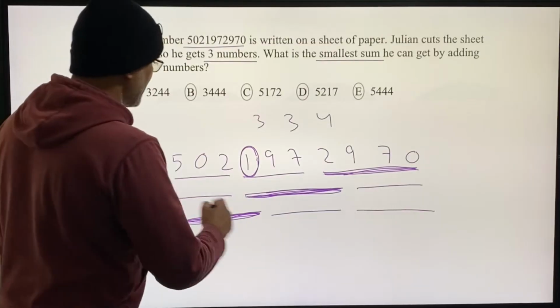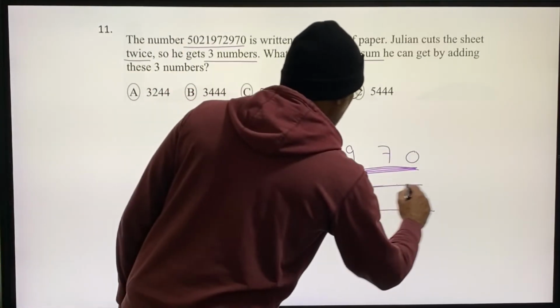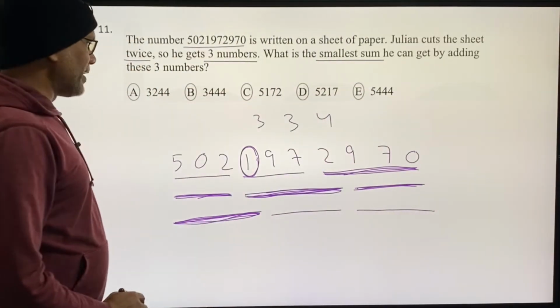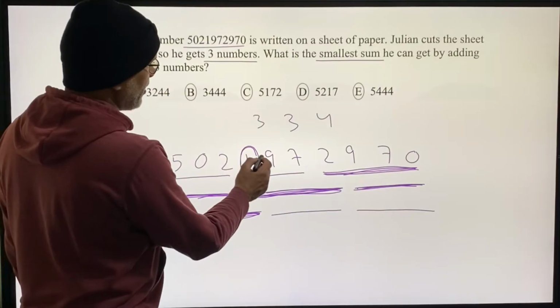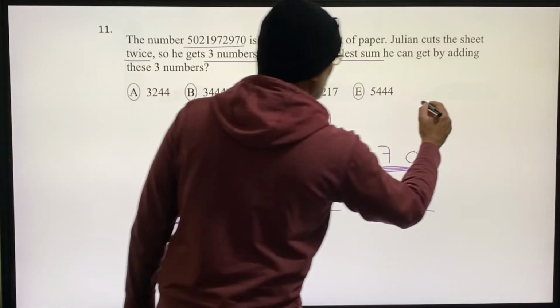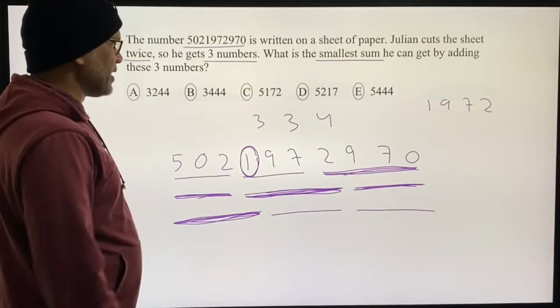Then we are left with this to be a 3-digit number and this to be the other 3-digit number, right? So then, let me write down here 1972. So that should be my 4-digit number.